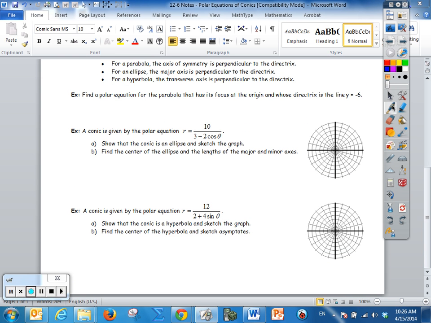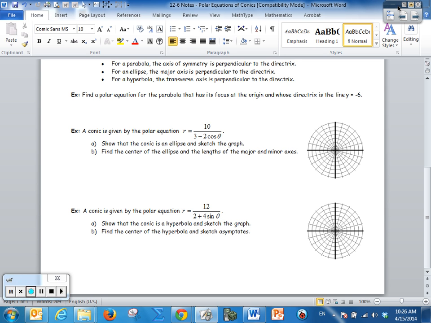Okay, what they want us to do here is to find a polar equation for the parabola that has its focus at the origin. Well, like I said, they're all going to have the focus at the origin, but they're just saying that. And whose directrix is the line y equals -6. So, since it's a parabola, we know that e equals 1.